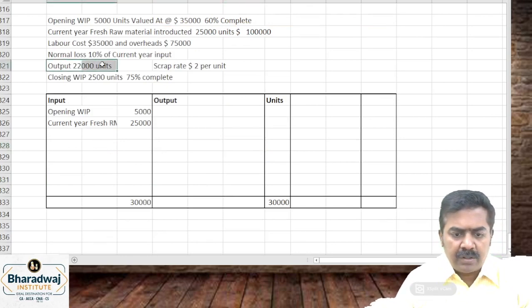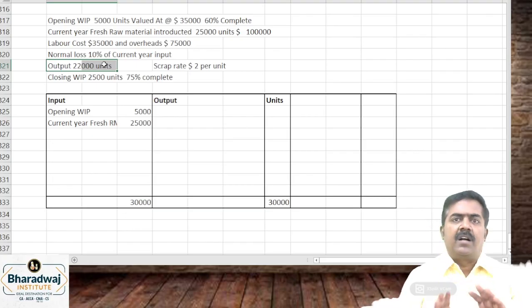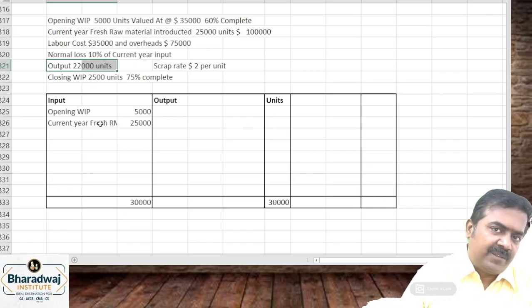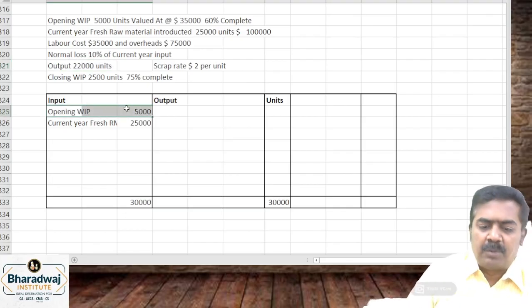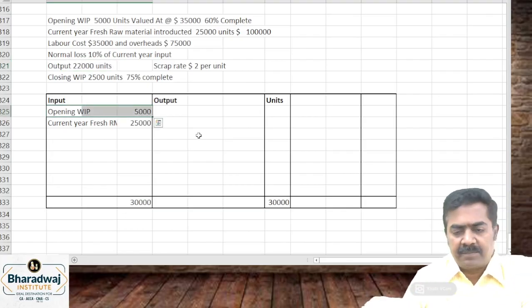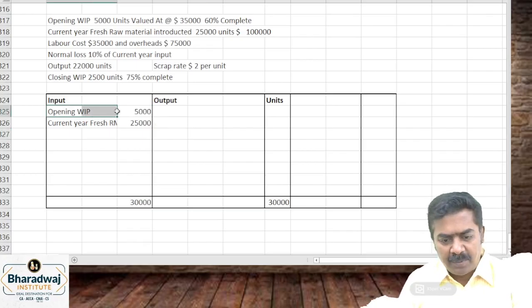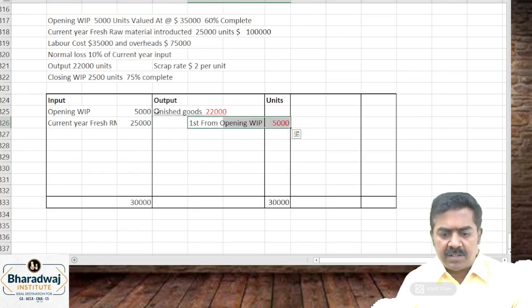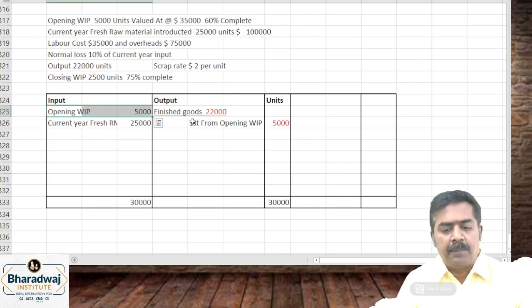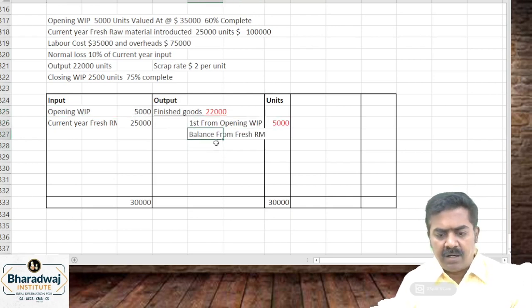What is the output? 22,000. Output means 100% manufactured. First, which one would you have completed? This opening WIP we would have completed this year. For the output transferred 22,000, first which one is complete? This 5,000 we complete and transfer. Balance out of 22,000, first we finished opening WIP. Balance we take from current year fresh units.